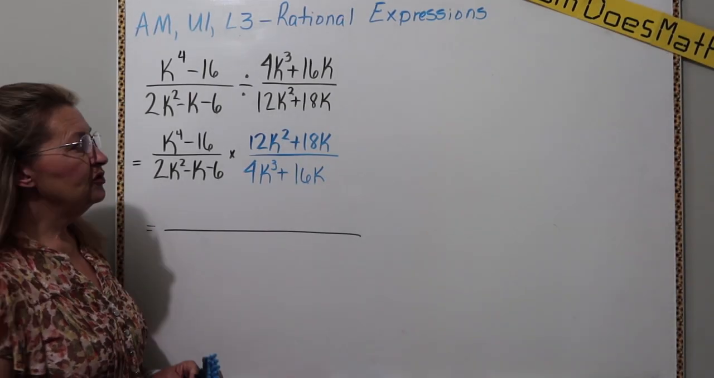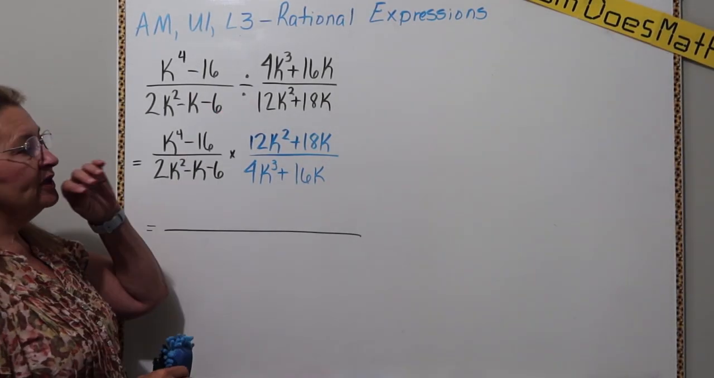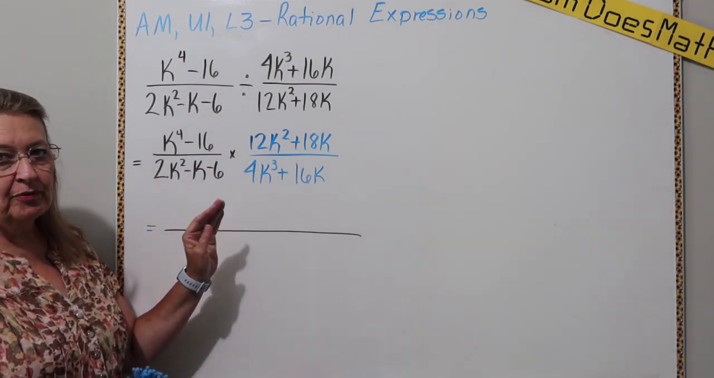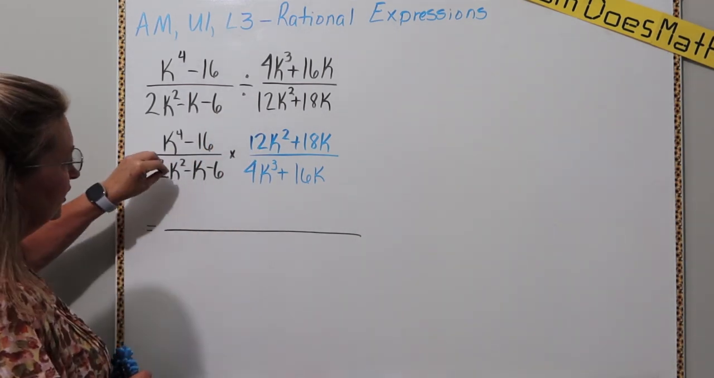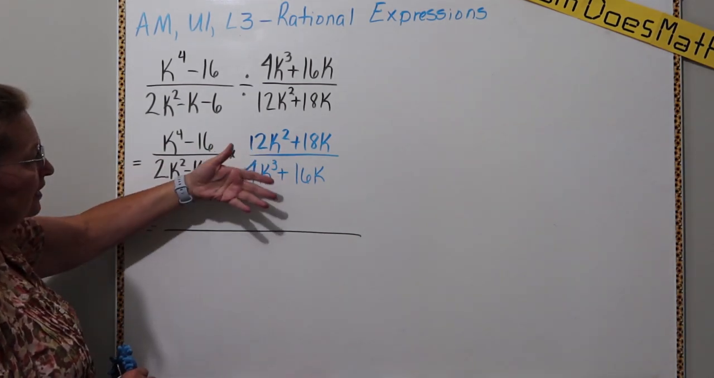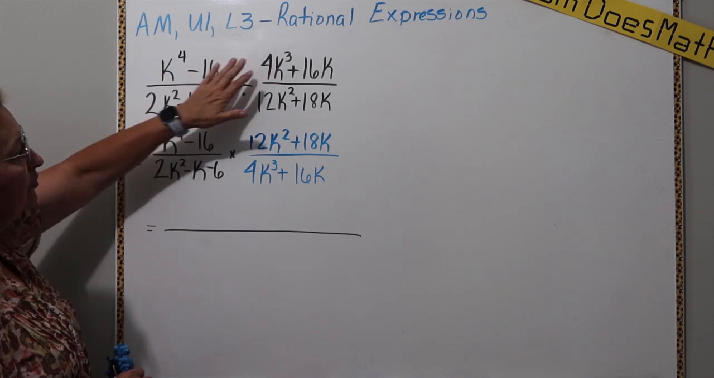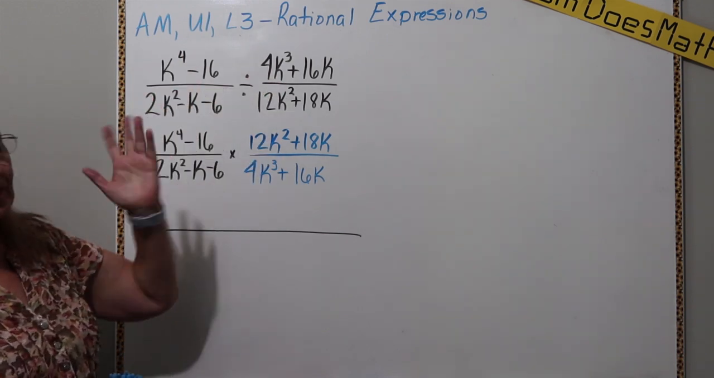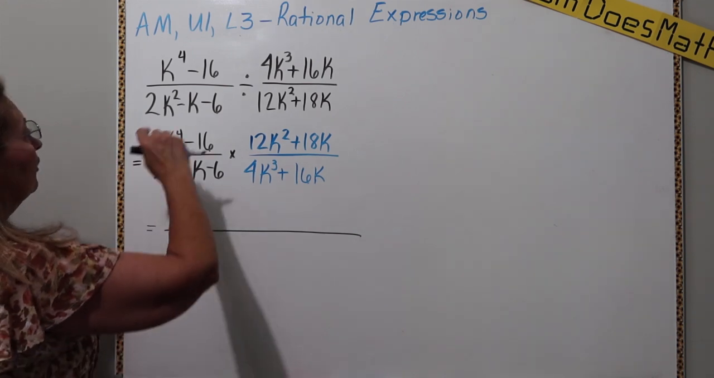And example number 6. Once again, we do have a division problem. So the first step is just to keep, change, flip, or multiply by the reciprocal. The first thing doesn't change, the sign changes to multiplication, and the second fraction is flipped. Now we're going to go through here and factor all of these. Luckily, most of these are binomials, so it shouldn't be too difficult.